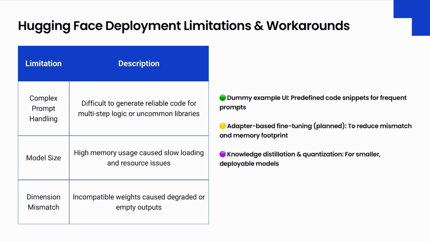First, our model struggled with complex prompts like multi-step logic or unusual Python libraries. To mitigate this, we designed a fallback UI that returns predefined answers for frequent queries. Second, large model size caused high memory usage and a slow interface. We are planning to explore adapter-based fine-tuning, which lets us train just a small part of the model. Finally, dimensional mismatches led to degraded outputs. As a future step, we are considering knowledge distillation and quantization to build smaller deployable models.